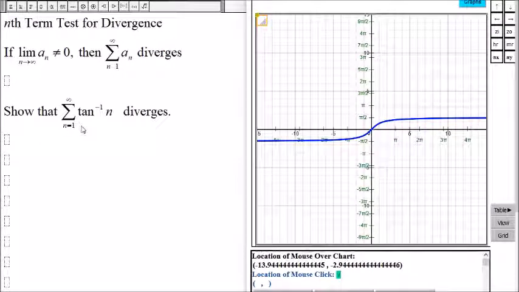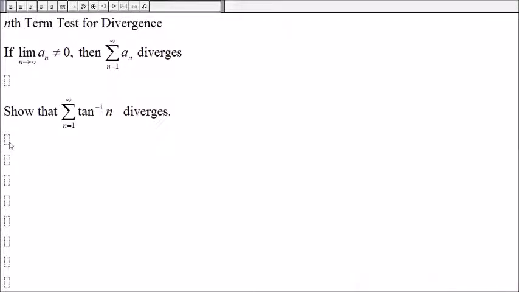Here we have the infinite series tangent inverse of n, and we want to show that this series diverges. We have shown in an earlier video that if the limit of a sub n is not equal to 0, then the infinite series diverges. And this is called the nth term test for divergence.